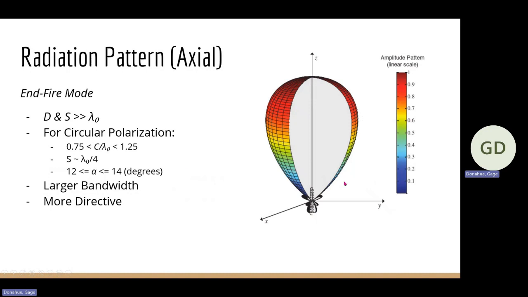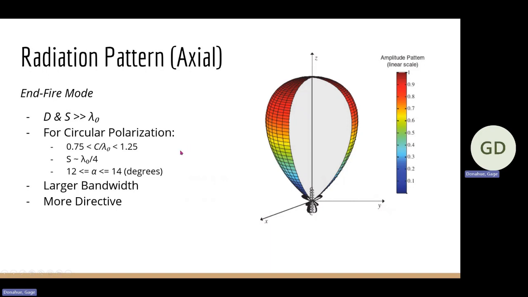Moving on, this is what we want to get to. This is the whole point of using helical antennas, is getting this end fire mode. It's what's really beneficial to us, also called axial mode. It's excited whenever the diameter of each of these loops and the spacing between them are large fractions of lambda. Another benefit of operating in this mode is your ability to achieve circular polarization whenever the ratio of your circumference to wavelength is between 3/4 and 4/3, or 0.75 and 1.25.